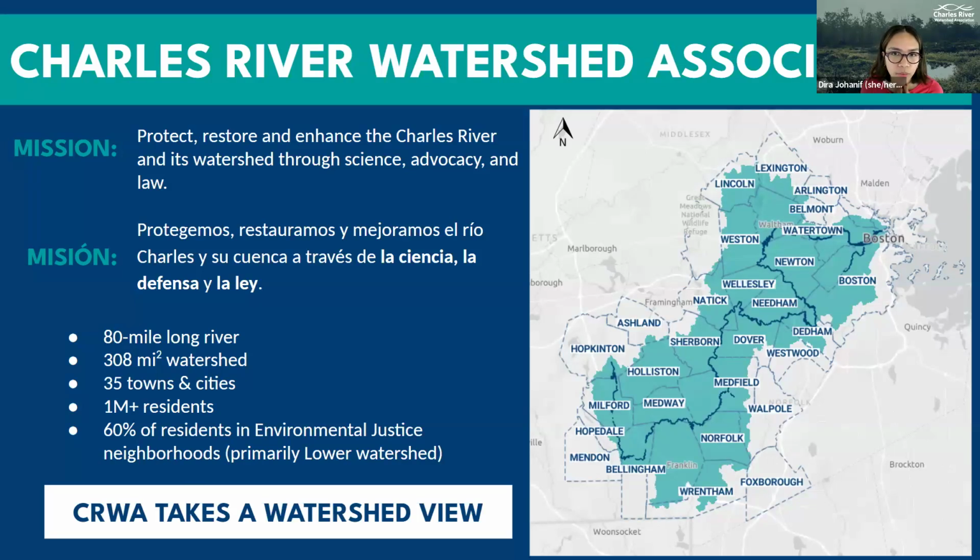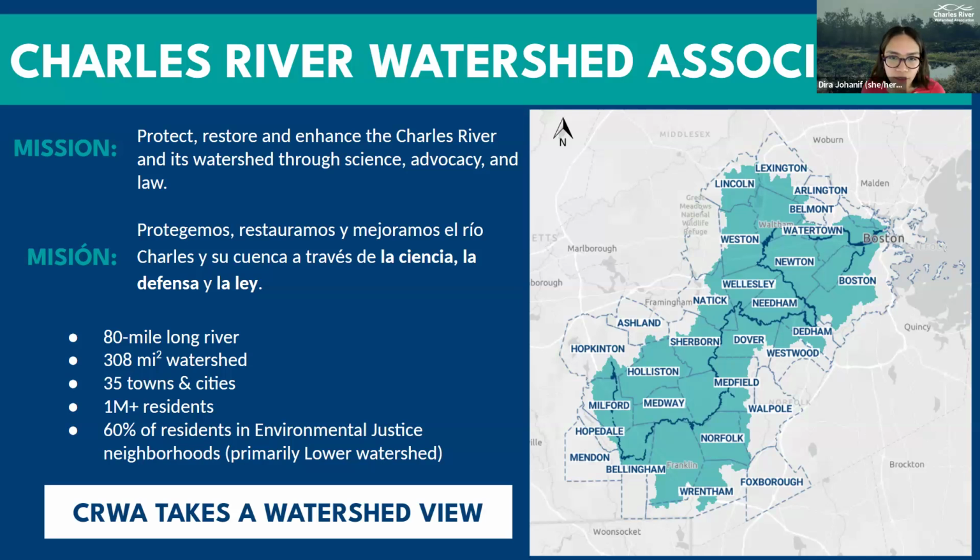If you're not familiar with CRWA or Charles River Watershed Association, we are an environmental advocacy organization formed in 1965. Our mission today is to protect, restore, and enhance the Charles River and its watershed through science, advocacy, and the law. And when we say watershed in this context, we are talking about the area of land around the river where when that rain falls on that land, it'll flow and end up in a common body of water, which in our case is the Charles River.